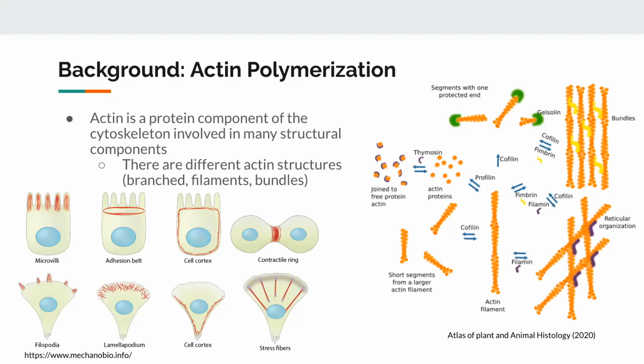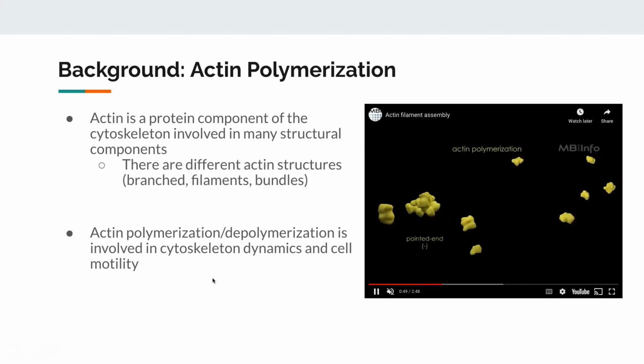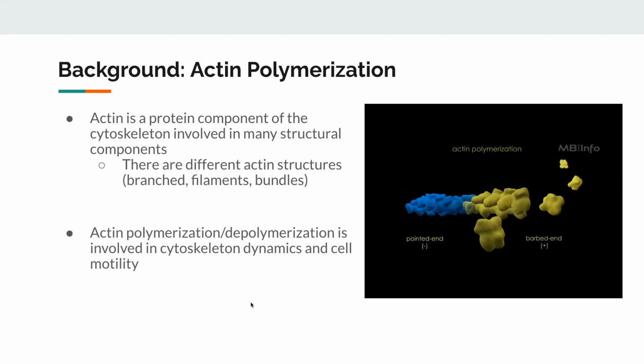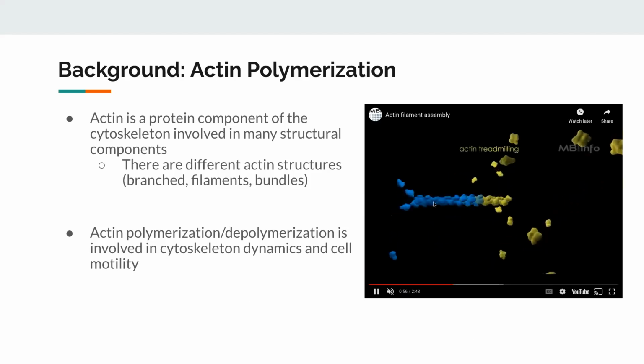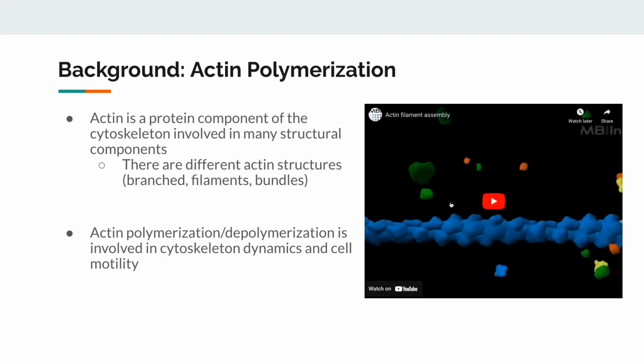Actin is a protein component of the cytoskeleton involved in many structural components, from microvilli to stress fibers. In addition to being involved in many different structures, actin itself can form many different structures. You can have long linear filaments, you can have branched filaments, you can have bundled actin, etc. But what makes actin particularly unique and important is its role in cytoskeleton dynamics and cell motility, and this is due to actin's ability to polymerize and depolymerize. This allows for motion as actin monomers are being added to one end and taken away from another end.